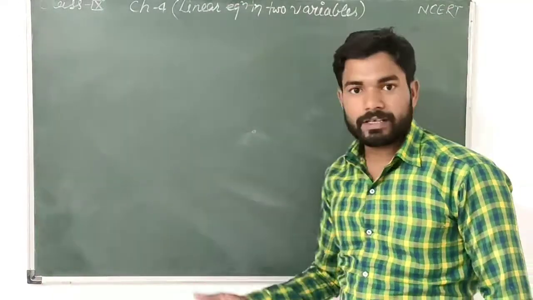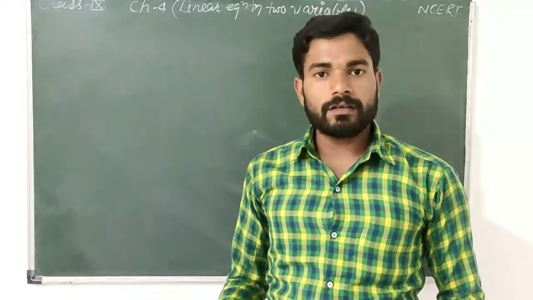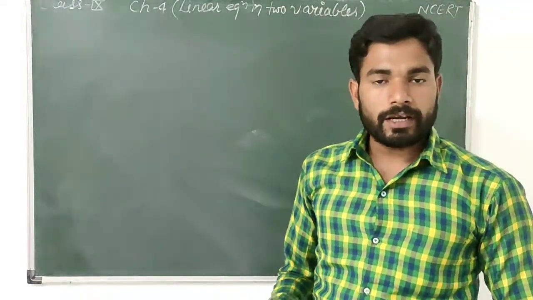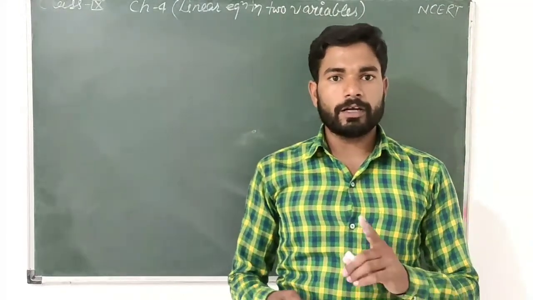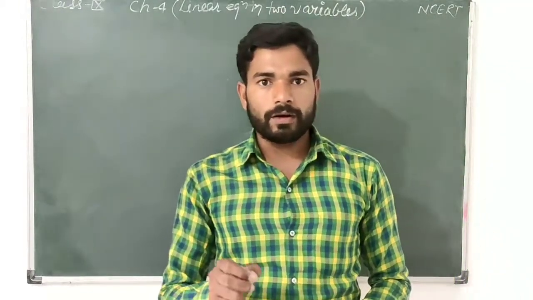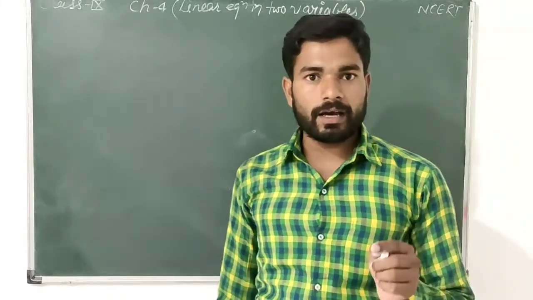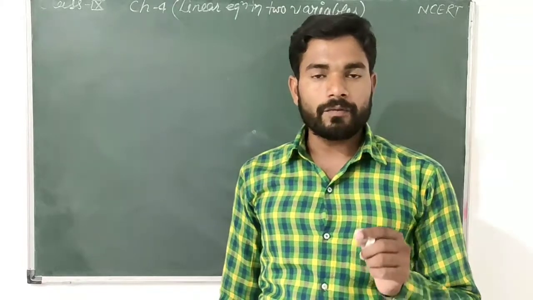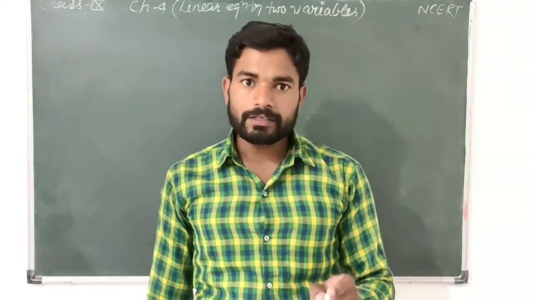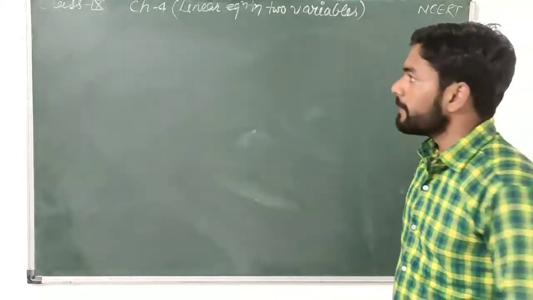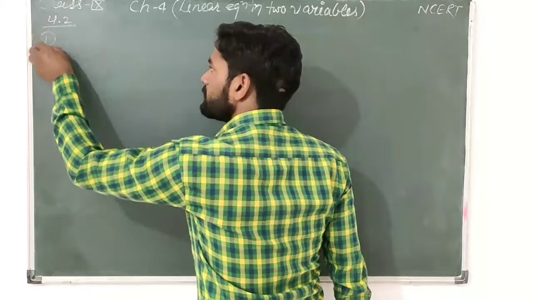So recently we discussed an equation which represents a straight line. That's why this equation is known as a linear equation, and there are 2 variables. Then we called it a linear equation in 2 variables, and a single equation of a straight line always has infinitely many solutions. Got it? Now, the first question of exercise 4.2.